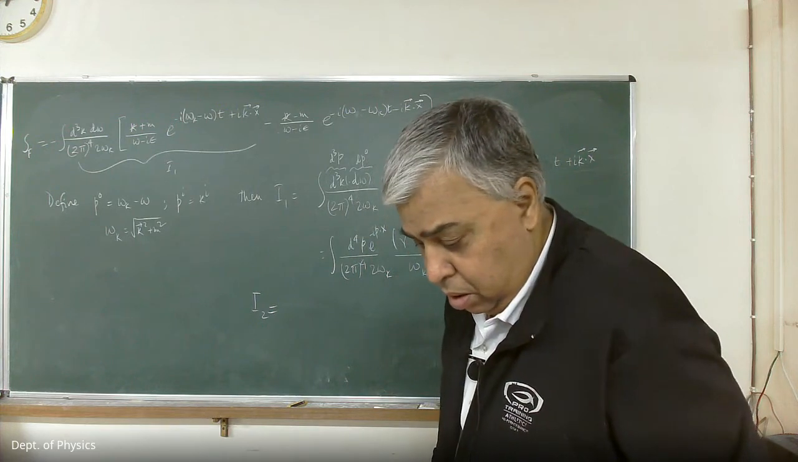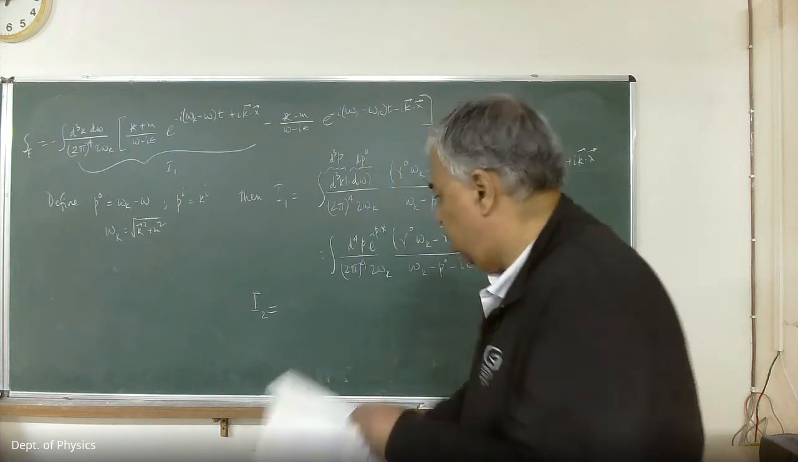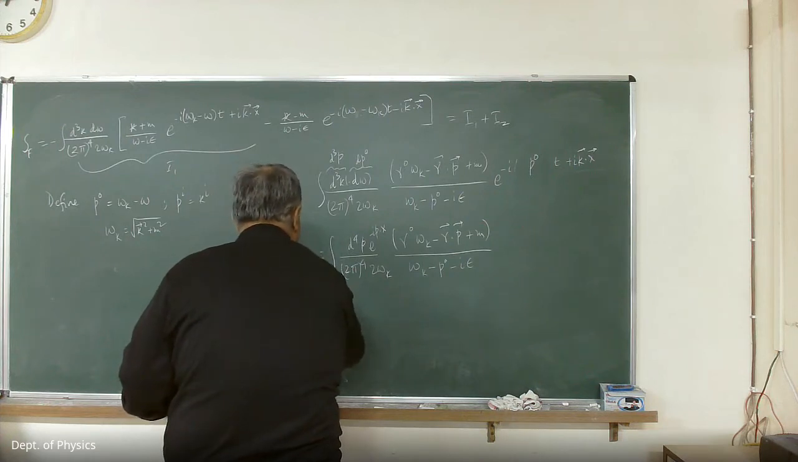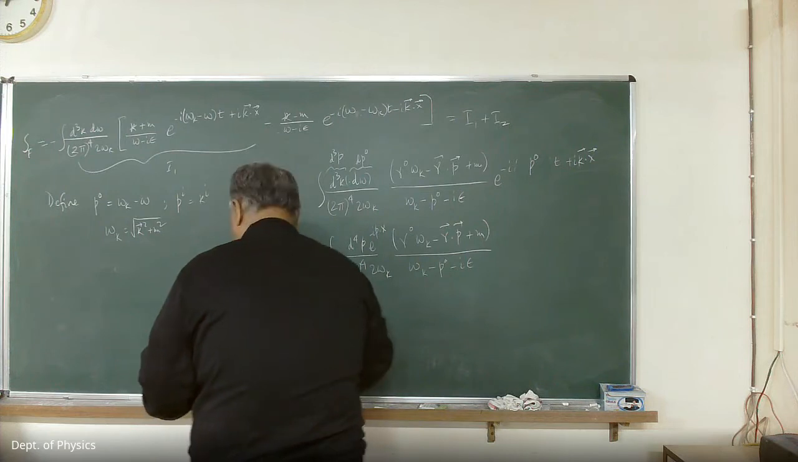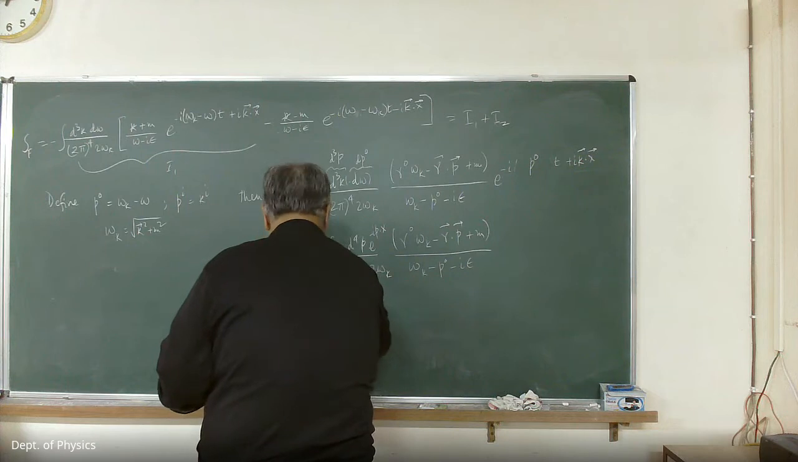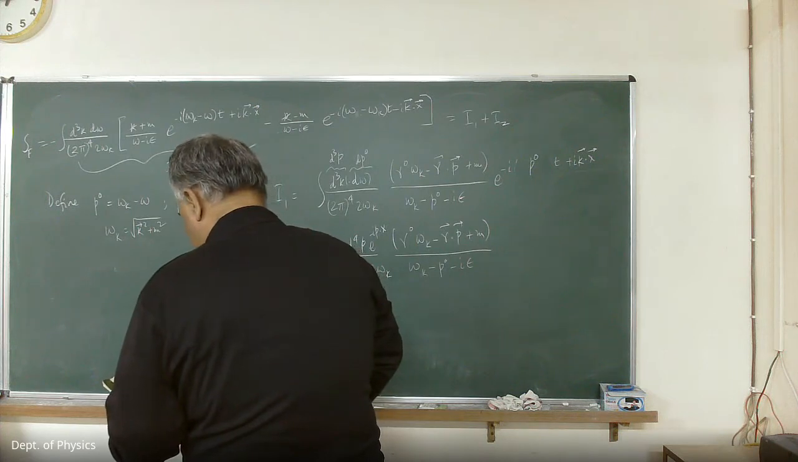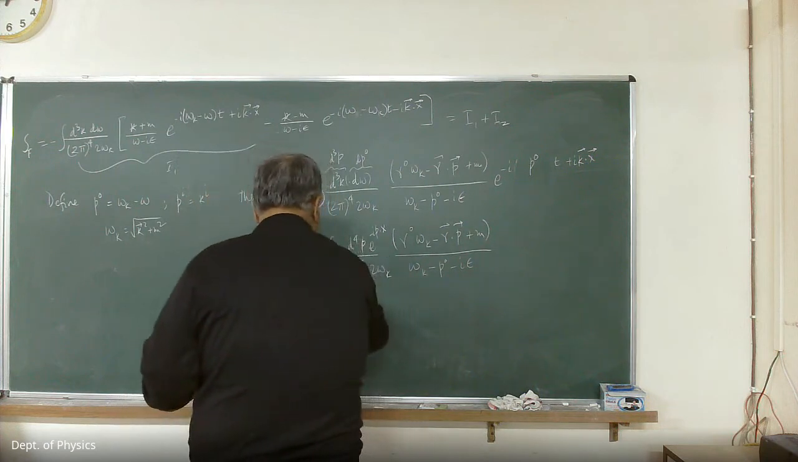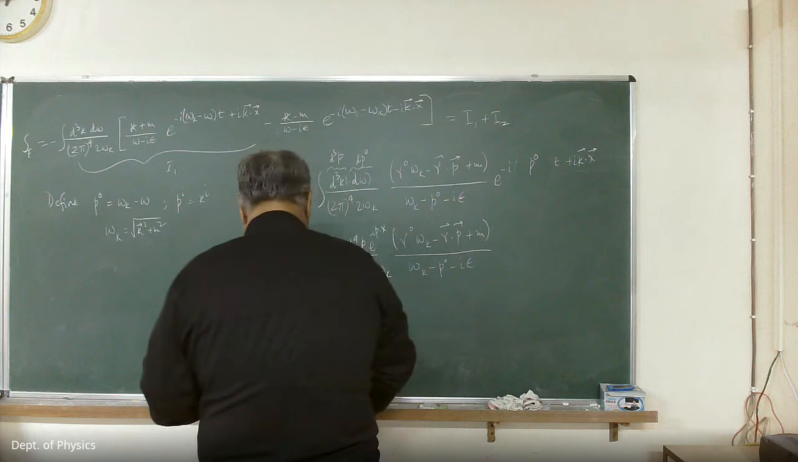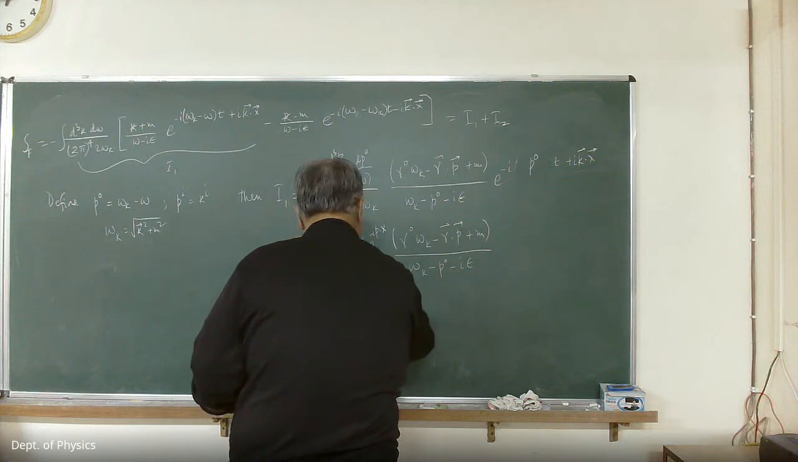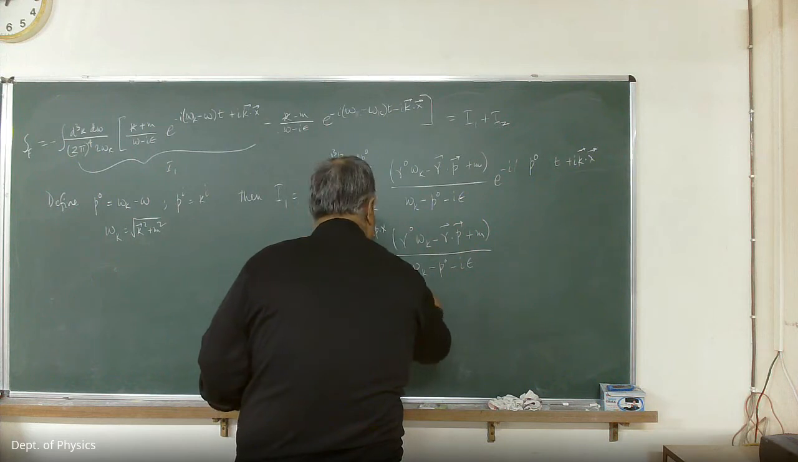I2 will get d4p by 2 pi to the 4, 1 over 2 omega k, e to the power minus i p dot x, omega k gamma naught omega k plus gamma dot p minus m, by omega k plus p naught minus i epsilon.